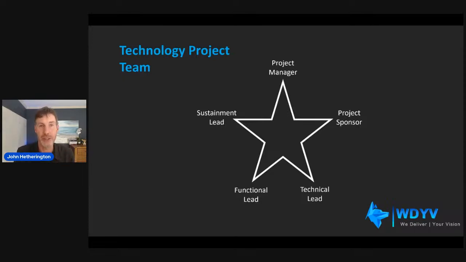Guarantee any technology project is going to have some iterations, improvements, some upgrades over time. So this is where that sustainment lead comes in after the project's finished, to make sure that the product stays current and keeps giving the value that we promised in the first place.